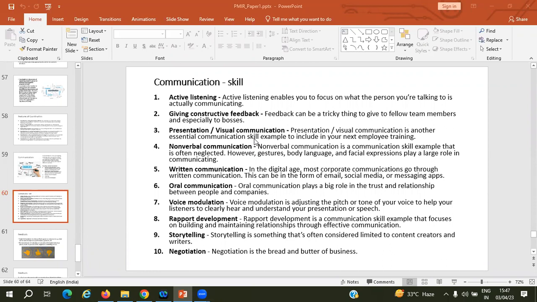Everyone cannot do that. Some people are very good at that. Rapport development is a communication skill that focuses on making new friends, building and maintaining relationships through effective communication.